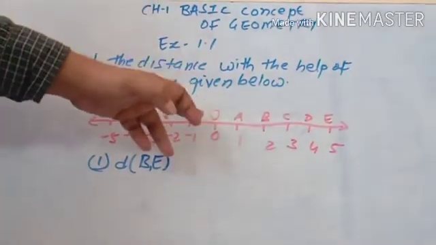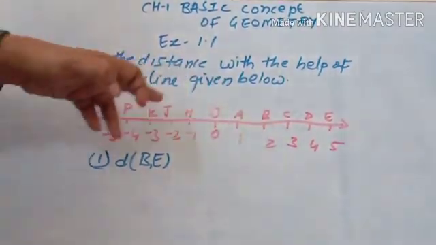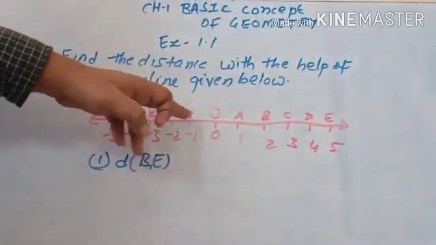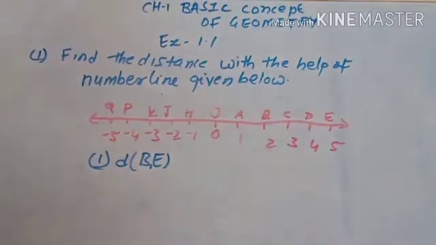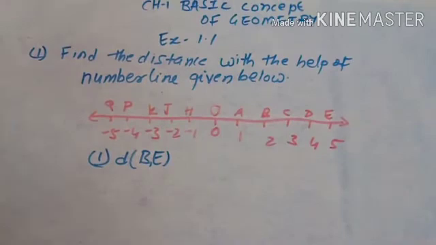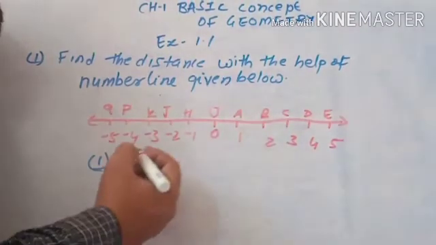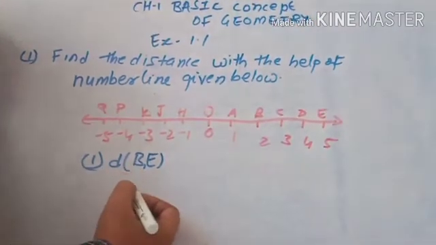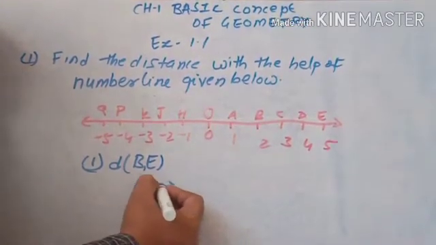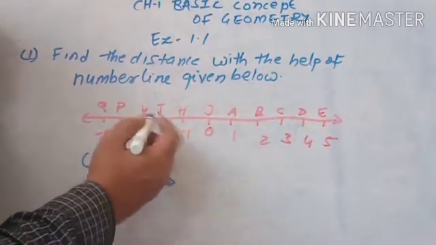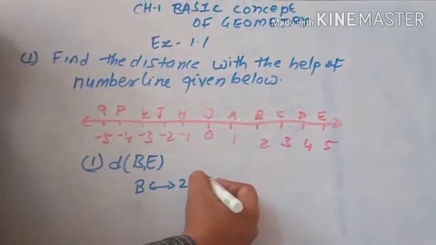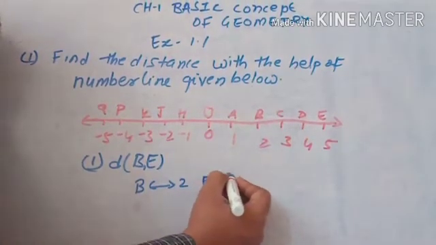Here some points are on a number line and their coordinates are also given: A, B, C, D, E, and over here H, J, K, P, Q. Under this we first find the distance BE. To find the distance BE, first we find the coordinate of B. The coordinate of B is 2.